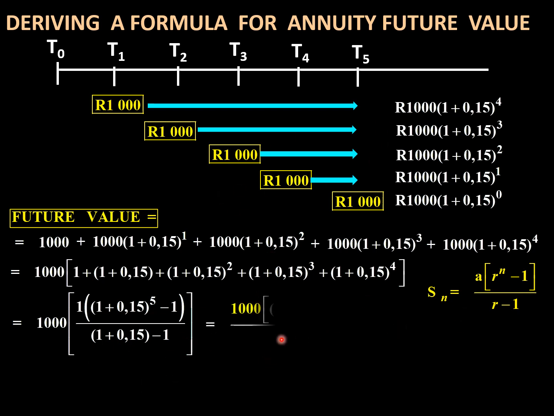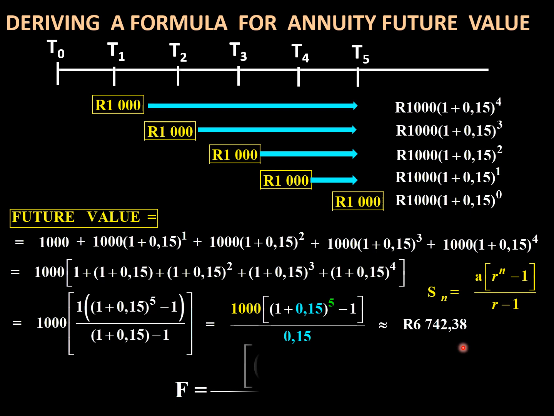Let's just try to generalize this. There's the 1,000. I put my interest, 0.15, and you see 1 subtract 1, they just cancel, I'm just left with 0.15. Now we can calculate it, and its value would be 6,742 rand and 38 cents.